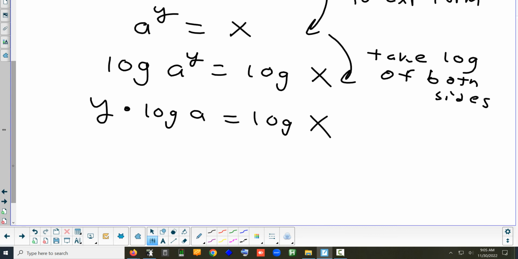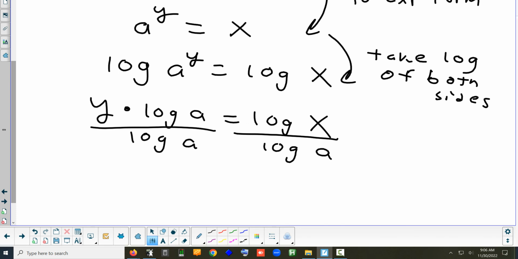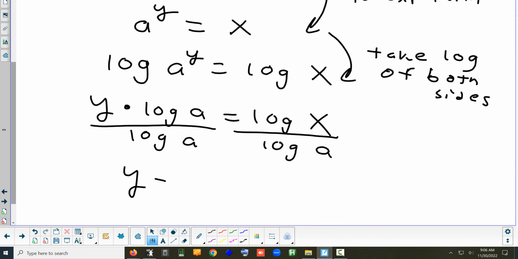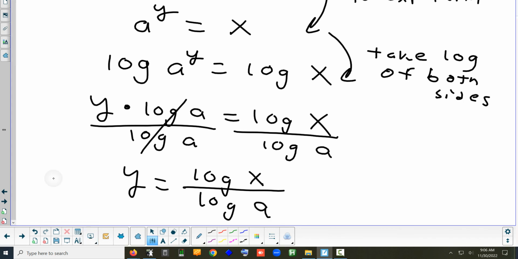And how would you get the y by itself now? Divide each side by log a. Right. Divide each side by log a. So after all that work, we've ended up exactly with the same thing on the left-hand side that we started with. Y is back by itself. But the right-hand side looks a little different. It's log x over log a.